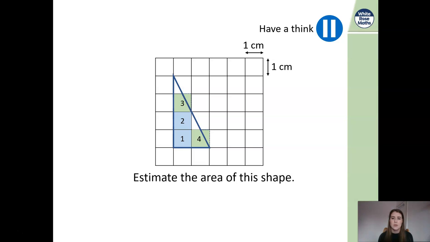Again, the same unit of measurement is 1 centimetre to 1 centimetre, so multiplying them all together by 1 would give us the 4 centimetres squared.